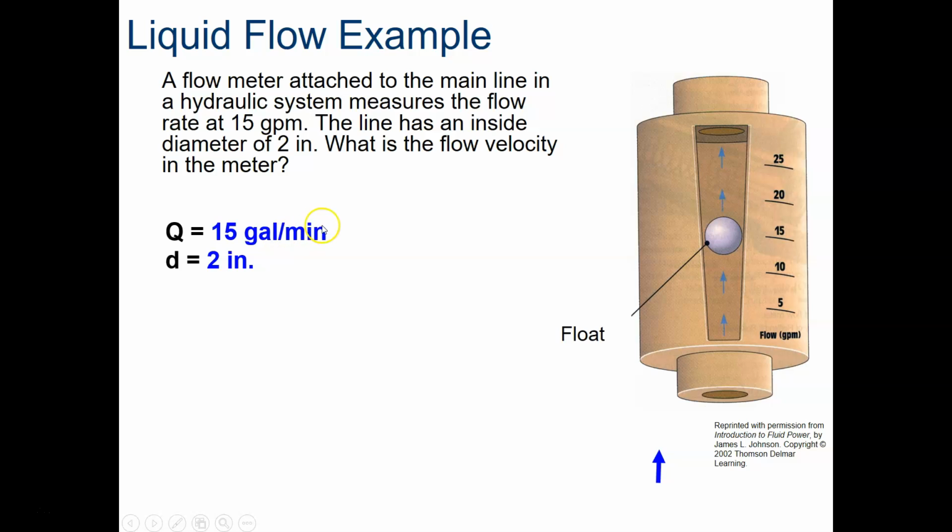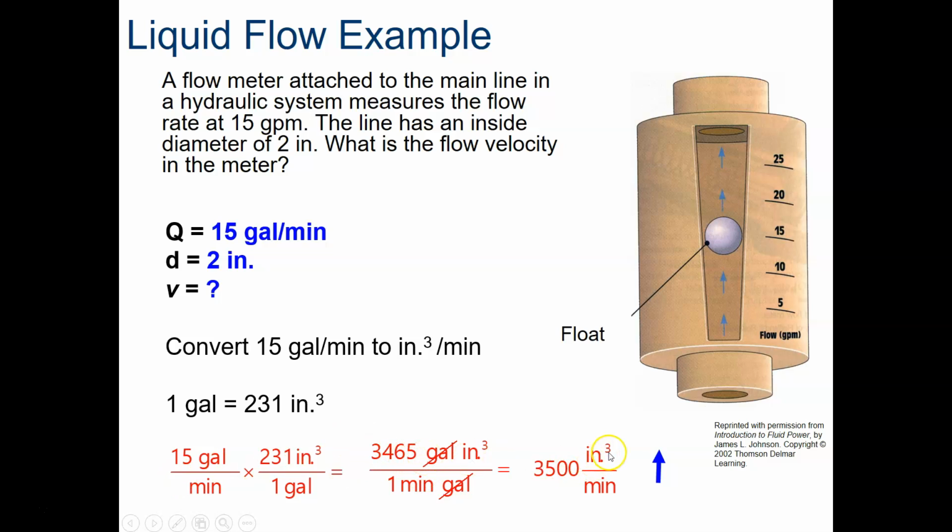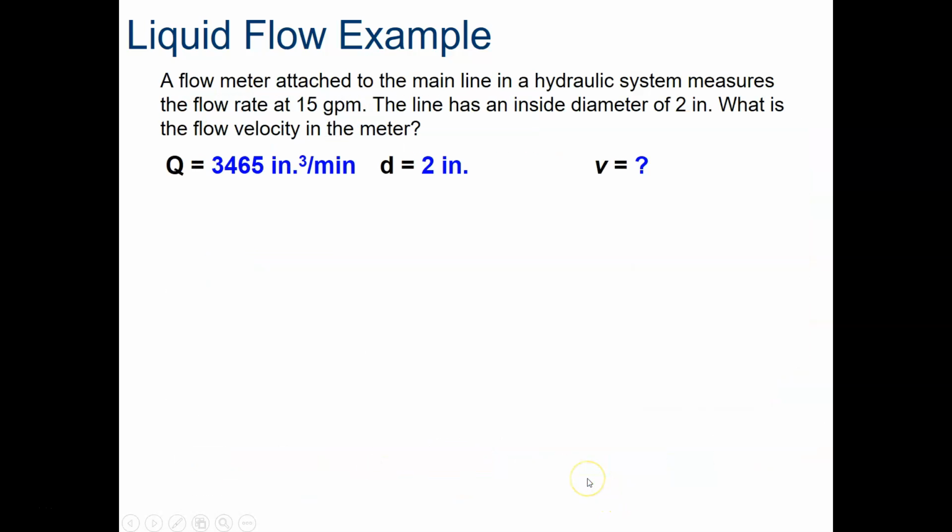So our flow rate is 15 gallons per minute. The diameter is 2 inches. We want to know the flow velocity. Because we're dealing with diameter in inches, we do want to convert the gallons per minute to cubic inches per minute. That is a conversion you would probably just want to look up. It would be on your PLTW reference sheet, but 1 gallon is 231 cubic inches. So 15 gallons would be 3,465 cubic inches per minute, and we'll just round that up to 3,500. So there's our flow rate in cubic inches per minute.